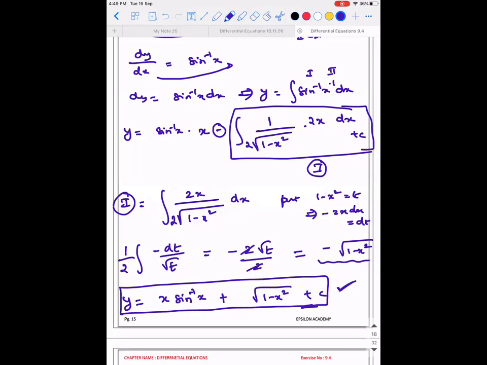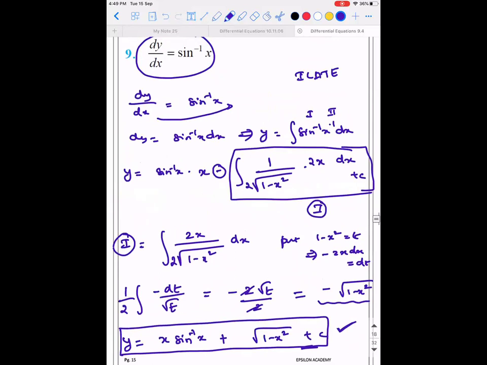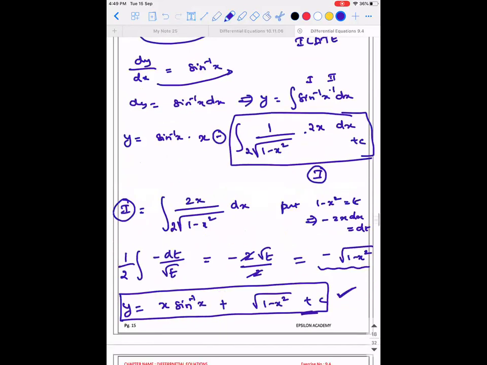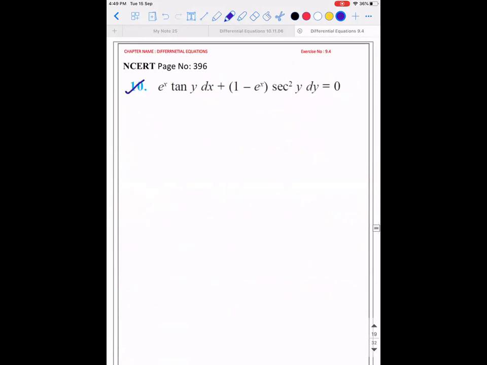So we'll do one last problem for today. I hope with respect to concept, there is no problem that is tough, right? We need to again recollect our integration basics, that's it. The 10th one is e power x tan y dx plus 1 minus e power x into secant square y dy is equal to 0, right? So how to proceed? e power x tan y dx is equal to minus secant square y into e power x. I'll do one thing. I've taken the minus.